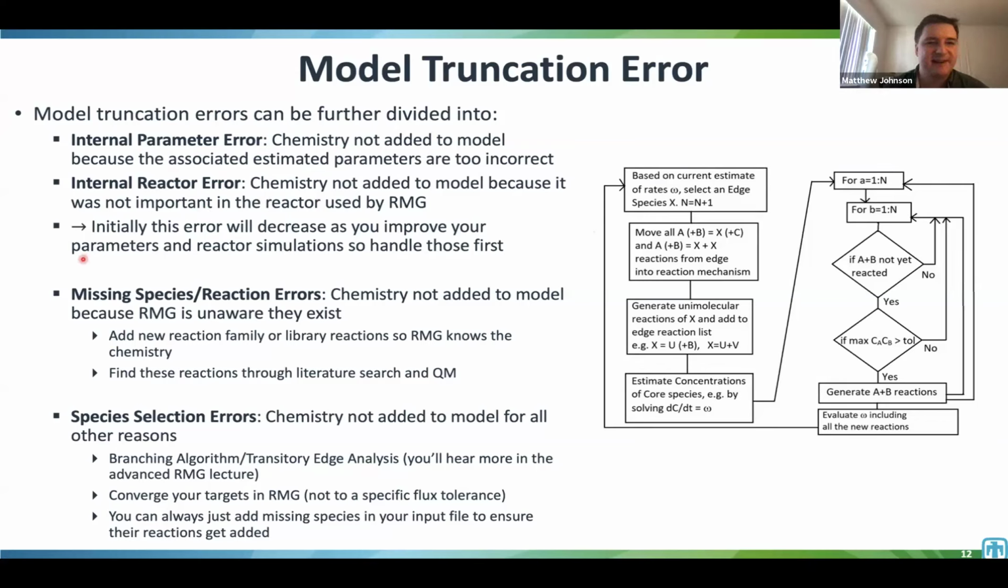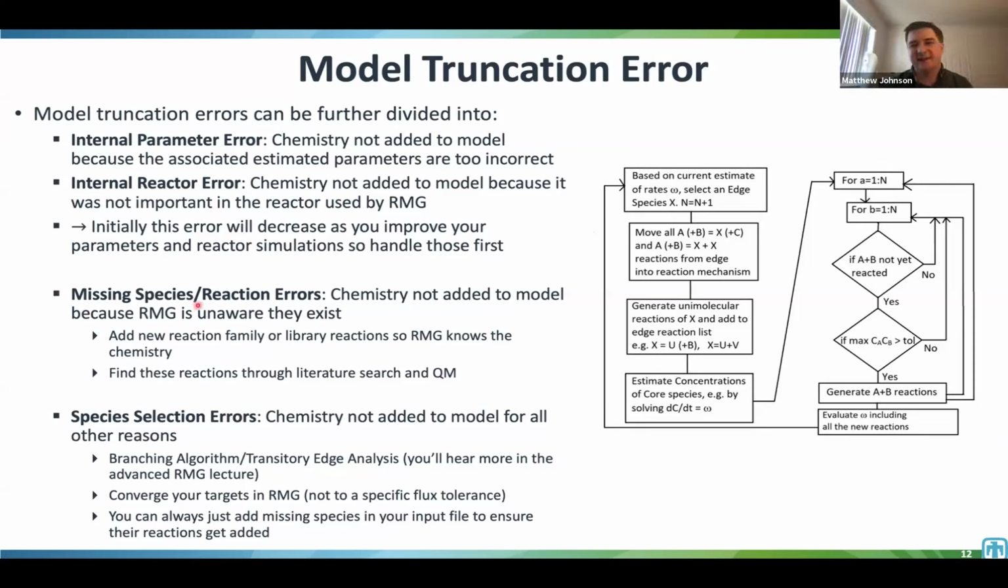However, these ones, particularly internal parameter error, are going to usually decrease as you start to improve your parameters in the iteration process, and as you improve your reactor simulations. So in general, these are the ones that you want to handle first. Usually you want to handle parameter error first, and these will start to go down, and worry about these things a little bit later usually.